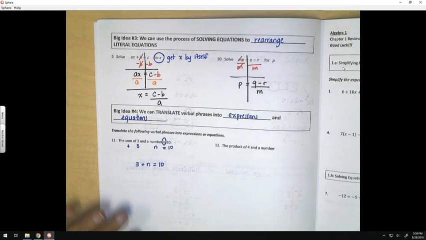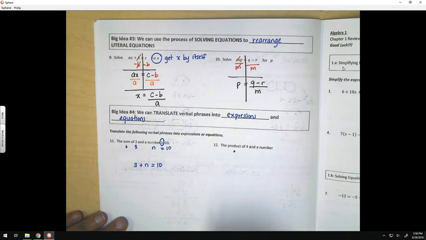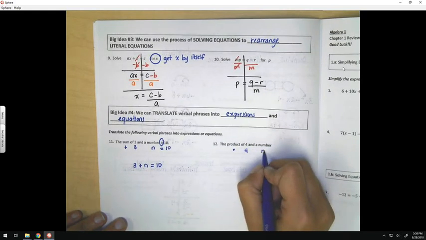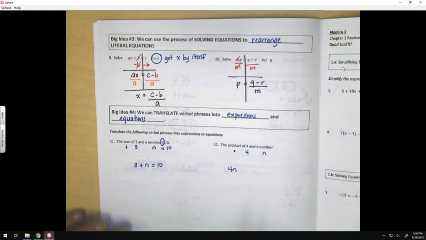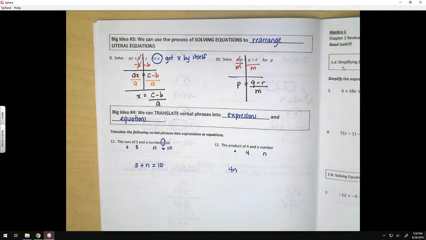For number 12, it says the product, which means multiply, of 4 and a number, which means n. So to show that those are being multiplied together, I would just write 4n. And that's it. Those are the big ideas from Chapter 1.